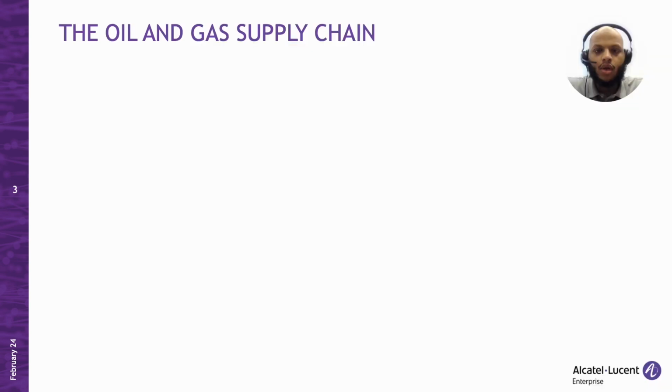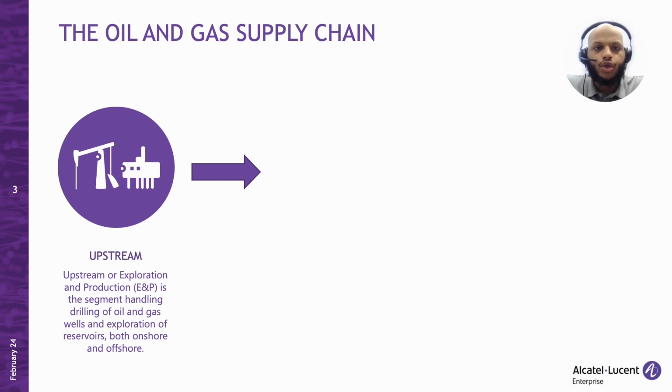Let's get started. So the petroleum industry includes three main sectors or markets. That starts with the upstream sector, which includes exploration and production of oil and gas fields. This includes exploration using seismic, magnetic, or gravitational methods and drilling of oil wells.